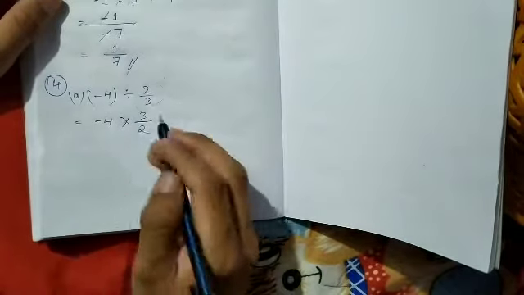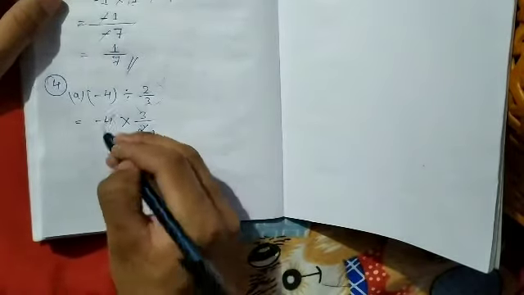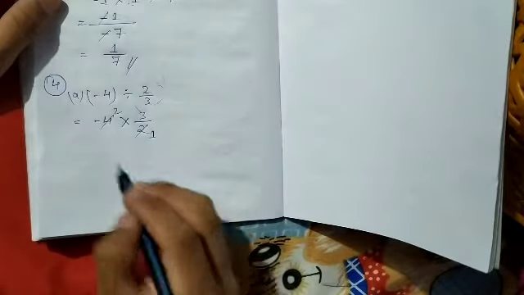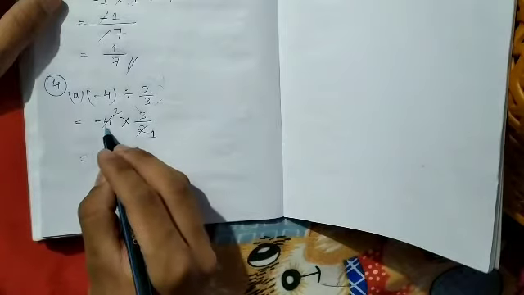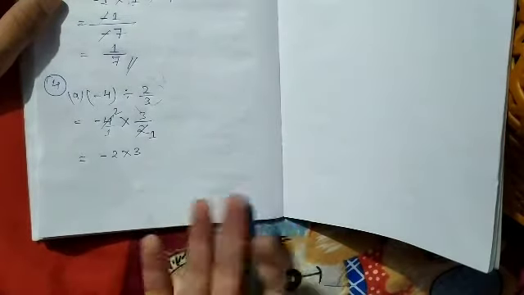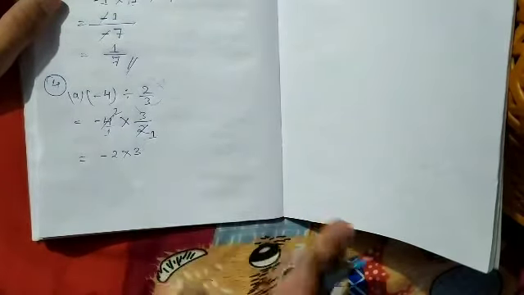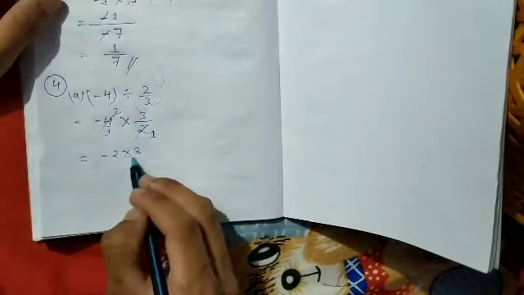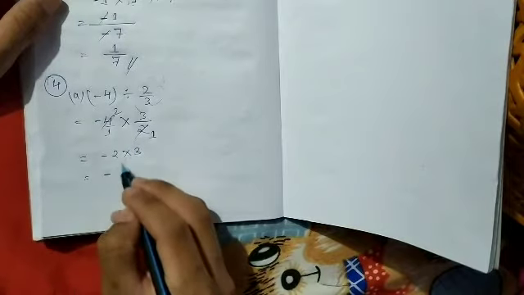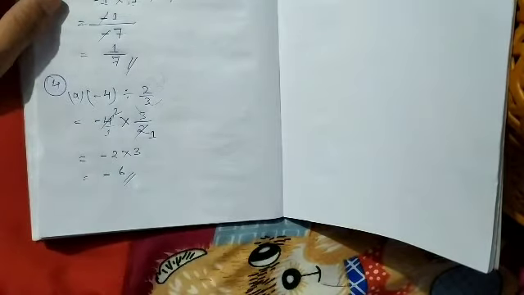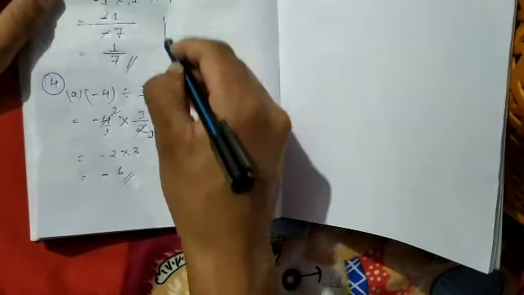Since we have multiplication here, we can cancel. 2 ones are 2, 2 twos are 4, isn't it? In the numerator we have minus 2 into 3, and in the denominator, here it is 1 into 1, 1. Simply, if 1 is in the denominator, no need to write. So minus 2 into 3: first we multiply the sign, minus into plus, minus. 3 twos are 6, so the answer is minus 6. In this way you have to do.